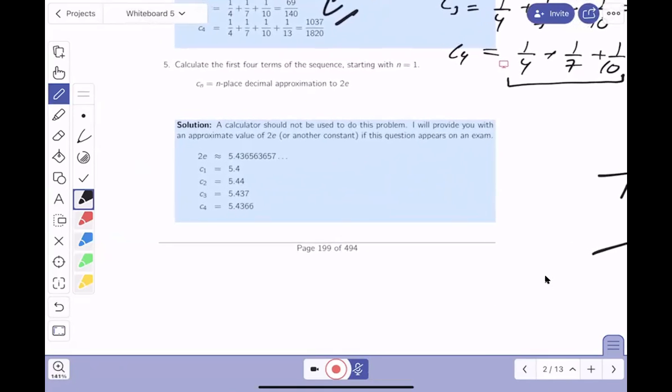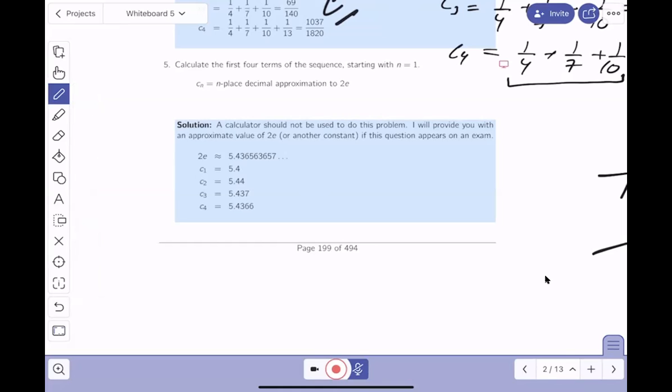All right, so this one over here says, calculate the first 4 terms of the sequence, starting with n equals 1, where Cn is the n place decimal of 2 times e. Well, I hate to say this, you're going to need to use a calculator. So you'd have to write down, oh, I would give it to you then. Let me point that out. It says don't use a calculator, but I would write down this for you. I would write down 2e for you. Give me 1 second to do so. So if I were given this exam, an exam question, I would write down 2e for you.